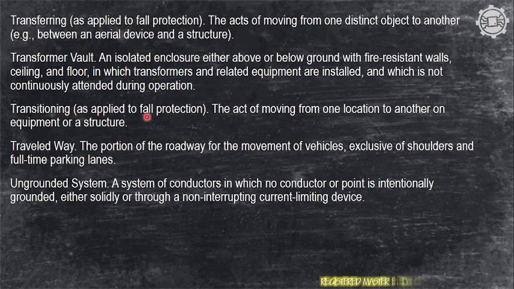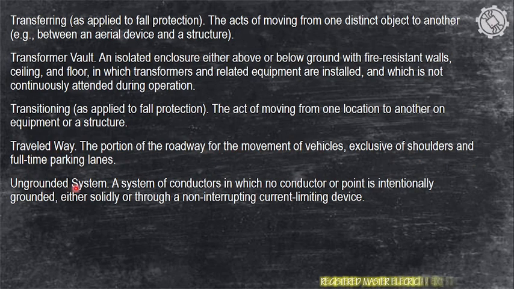Transitioning: as applied to fall protection, that is the act of moving from one location to another on an equipment or a structure. Then traveled way: the portion of the roadway for the movement of vehicles, exclusive of shoulders and full-time parking lanes.